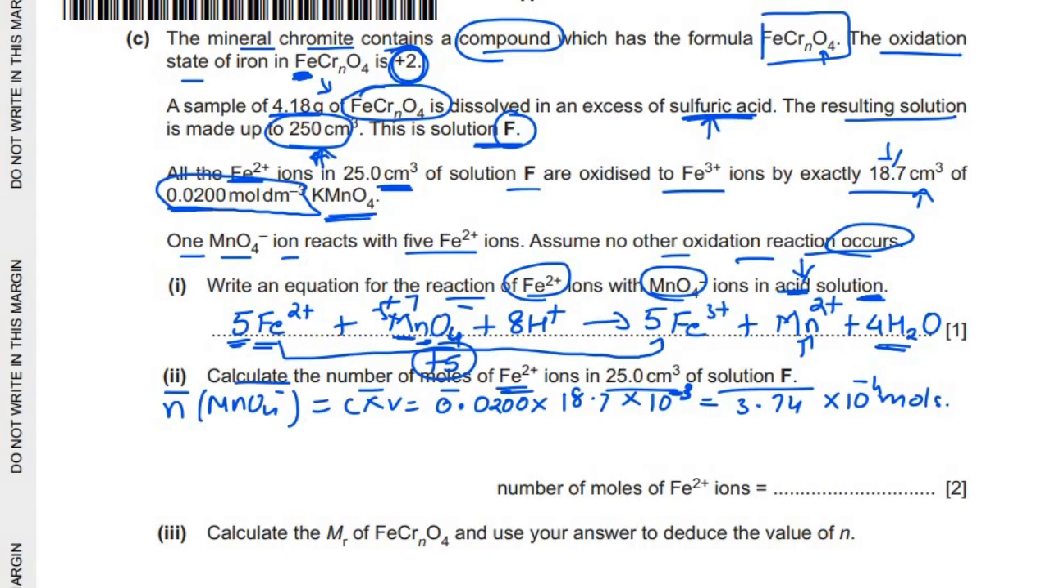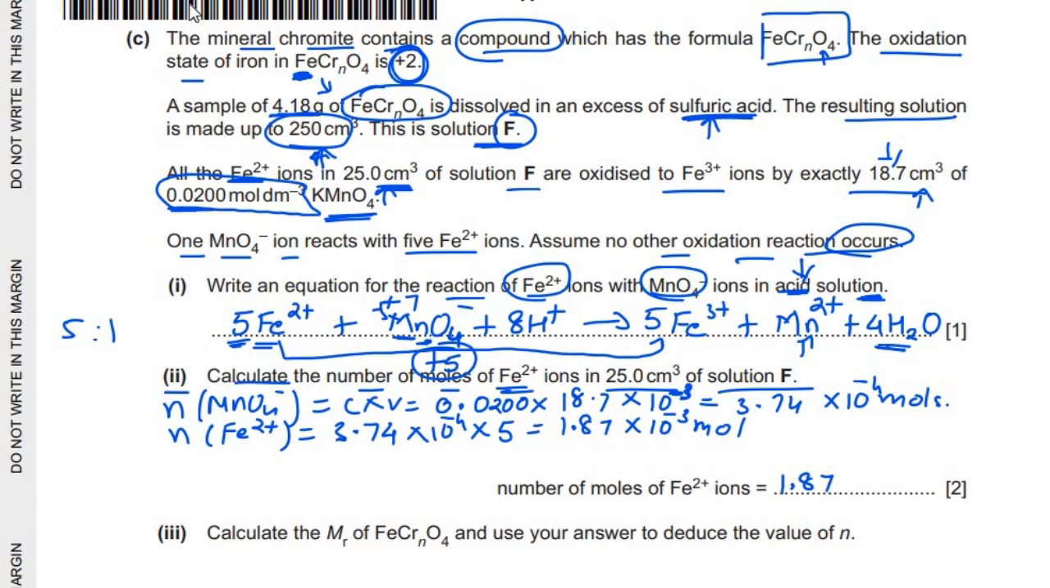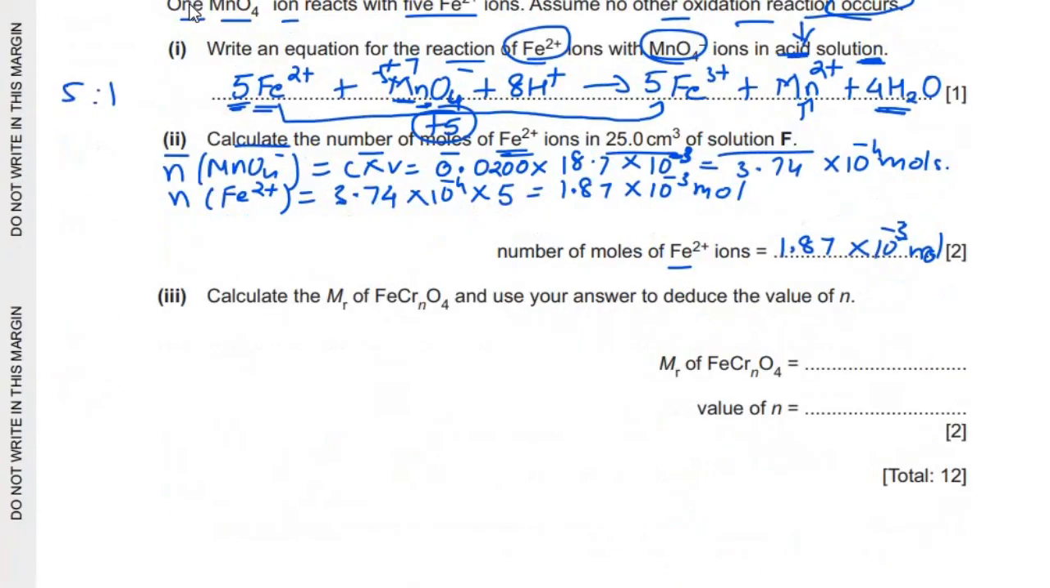Now if we have a look at the ratio here, it is a 5:1 ratio. So the moles of Fe2 plus will be 3.74 into 10 power minus 4 multiplied by 5. That will give us the moles of Fe2 plus ions. So the answer is 1.87 into 10 power minus 3 moles of Fe in 25 centimeter cube. Now understand, we have just taken 25 centimeter cube, so it is 1.87 into 10 power minus 3 moles of the Fe2 plus ions.